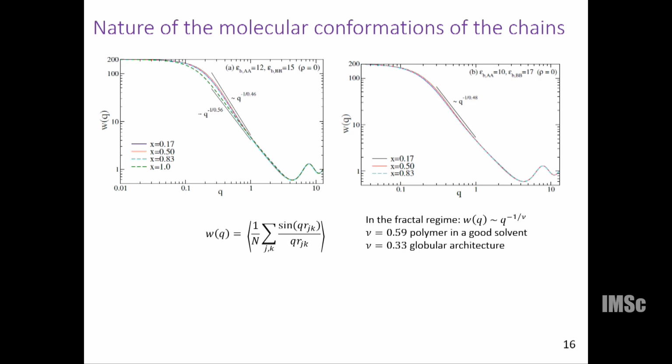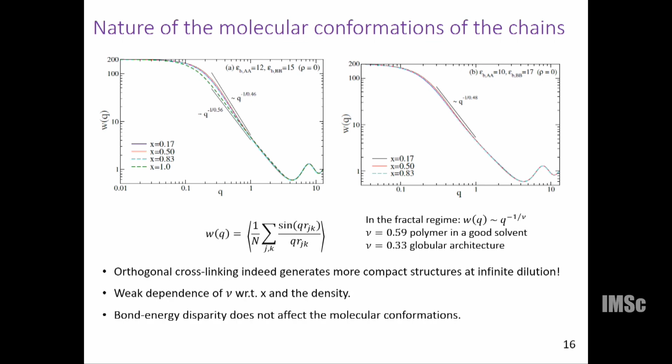And we don't see much difference when we change this bond energy disparity. Like I said, we chose different parameters for the reversible bond interaction strength. So even when you change it from 12-15 to 10-17, we don't see much difference in the conformations. But we do see some differences in the dynamical properties like MSD and viscoelasticity and so on, but I'm not discussing them in this talk.